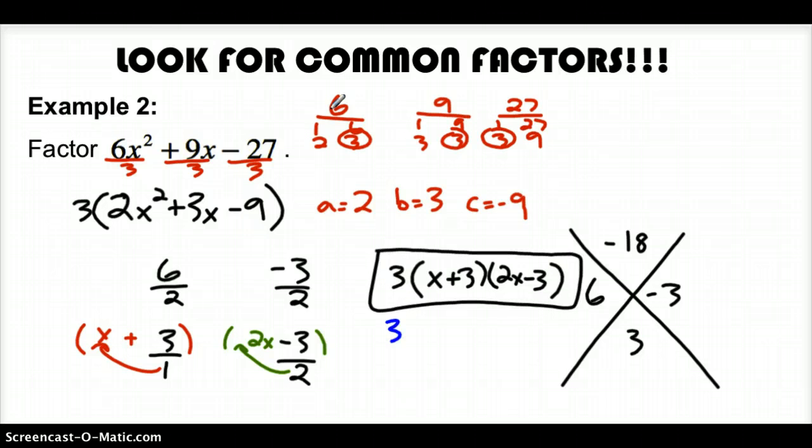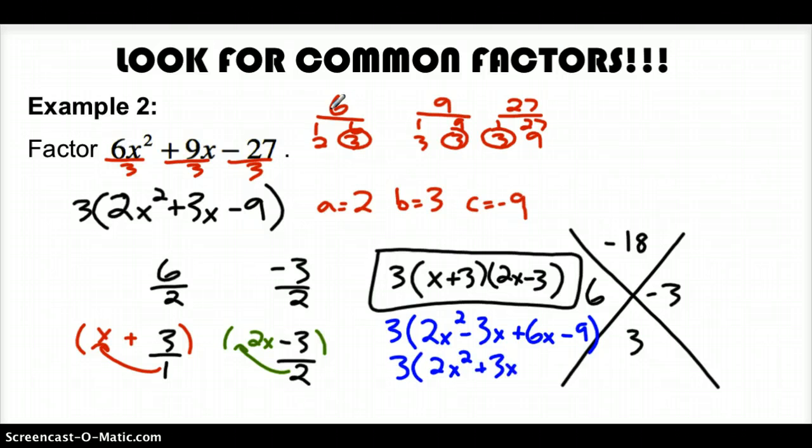Remember, I'm going to leave this 3 for a second and then just FOIL the two binomials. So x times 2x is 2x squared. The outsides will give me negative 3x. The insides will give me a positive 6x. And last times last will give us a negative 9. Now I can distribute that 3 throughout. Well, maybe I'll combine like terms here first. This is 2x squared plus 3x minus 9. And then now I'll distribute the 3 to get 6x squared plus 9x minus 27.